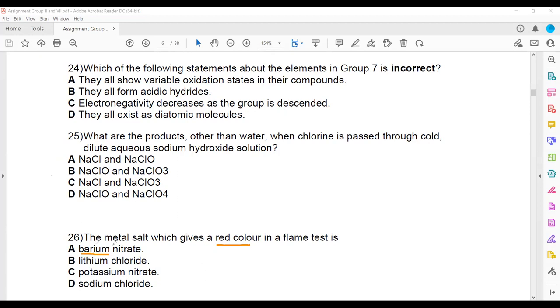So barium is there, which is apple green, potassium is there, lilac, sodium is there, yellow. So lithium will give us the red color, because this won't make a difference. The metal is responsible for the flame color. So barium will give the apple green, lithium will give red, potassium will give us a lilac color, whereas sodium will be yellow.